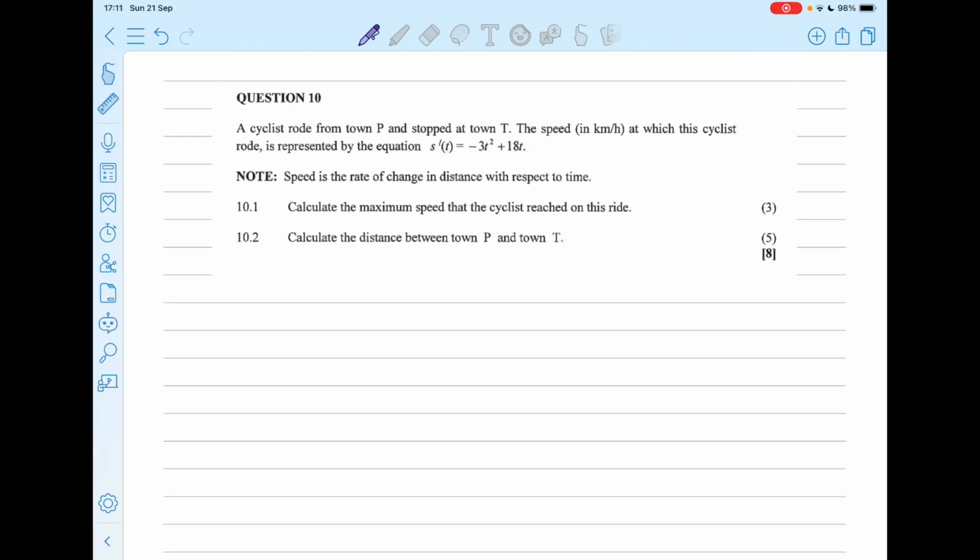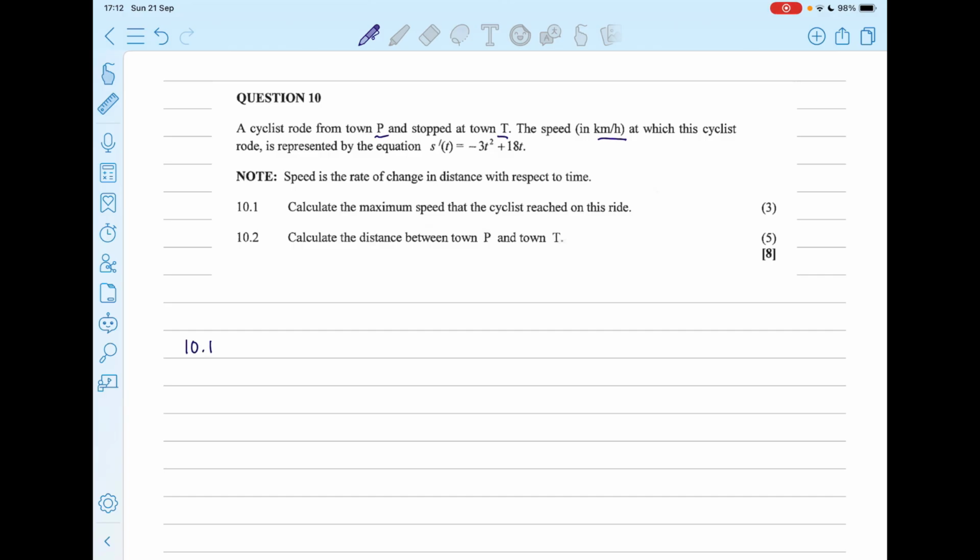Lastly, moving on to question 10. So this is an optimization question where we are looking at the calculus of motion. So here a cyclist rode from town P and stopped at town T. The speed in kilometers per hour at which this cyclist rode is represented by the equation S prime t is equal to negative 3t squared plus 18t.